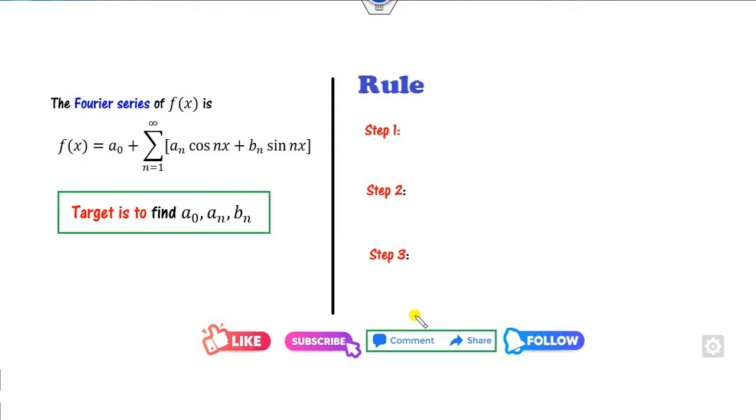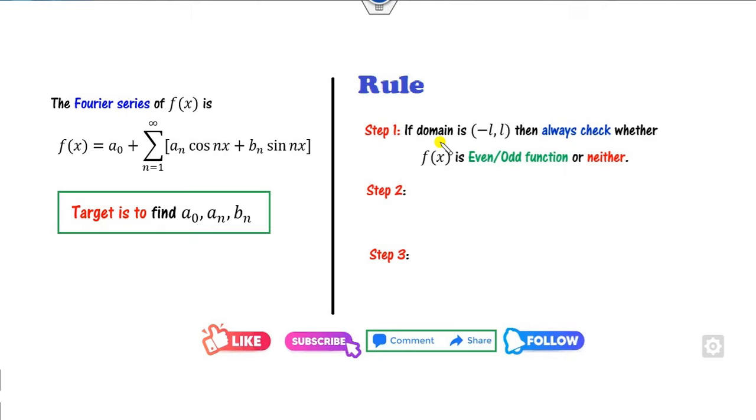What is the rule behind that? Very simple. In each problem, first check whether the domain is from minus L to plus L. It may be from minus 1 to plus 1, or from minus pi to plus pi. If the domain is from minus pi to plus pi or minus L to L, always check whether the function is even, odd or neither.